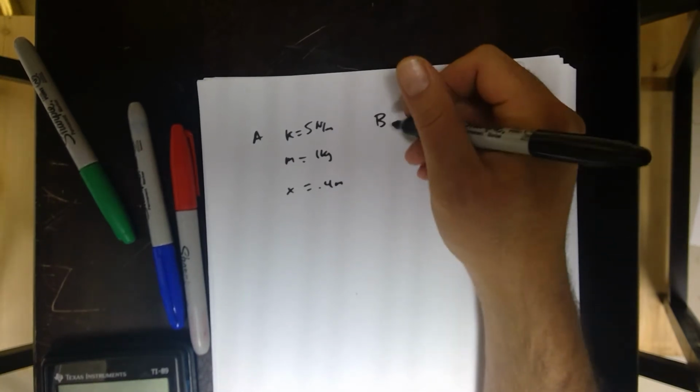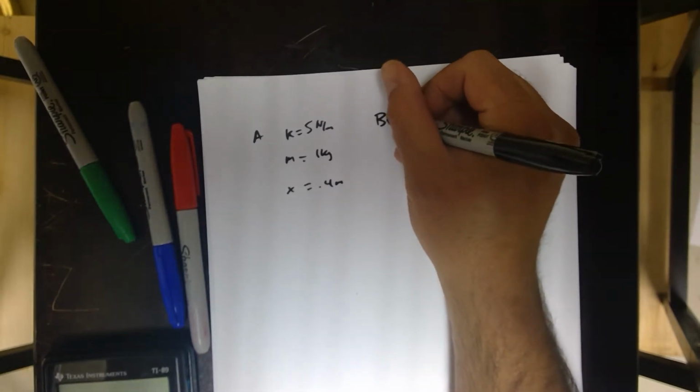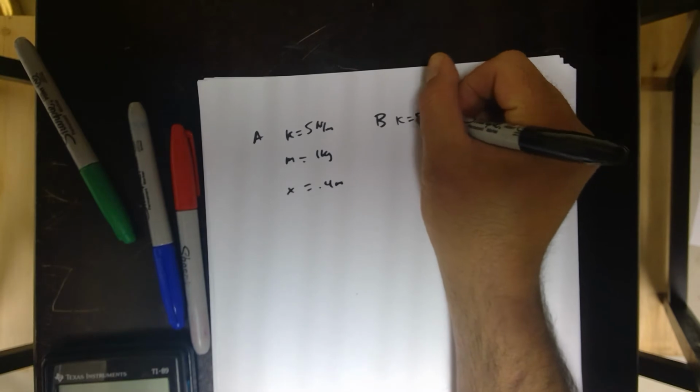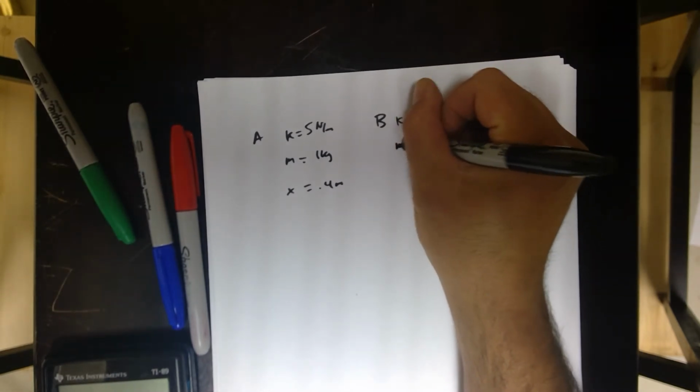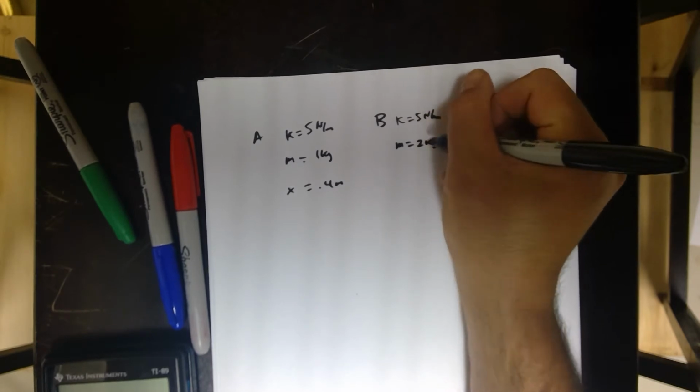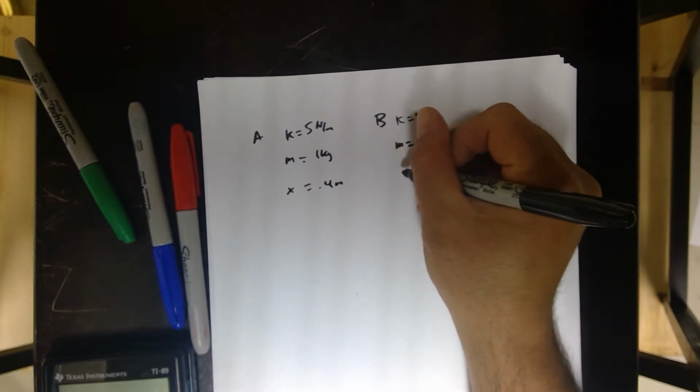For B, we've got the same K value, 5 newtons per meter. But the mass is different here. The mass is 2 kilograms. And then we're stretching it 0.2.